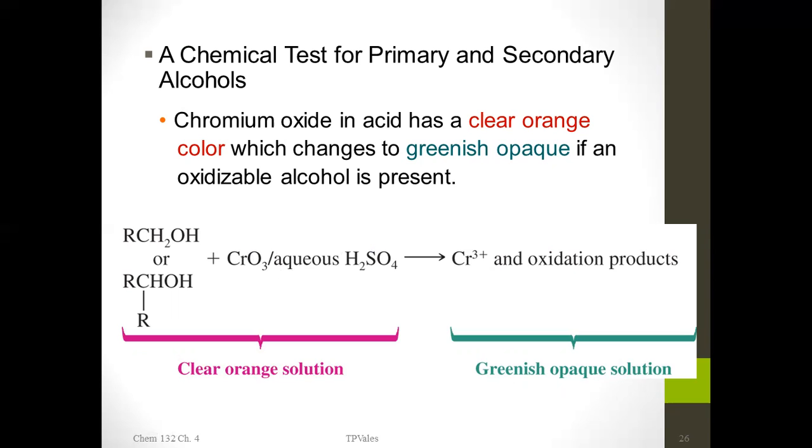Yeah, have you done the test? You have, right? In your laboratory, the test for alcohols. Right? Have you done it, right? Test for alcohols. Yes or no?